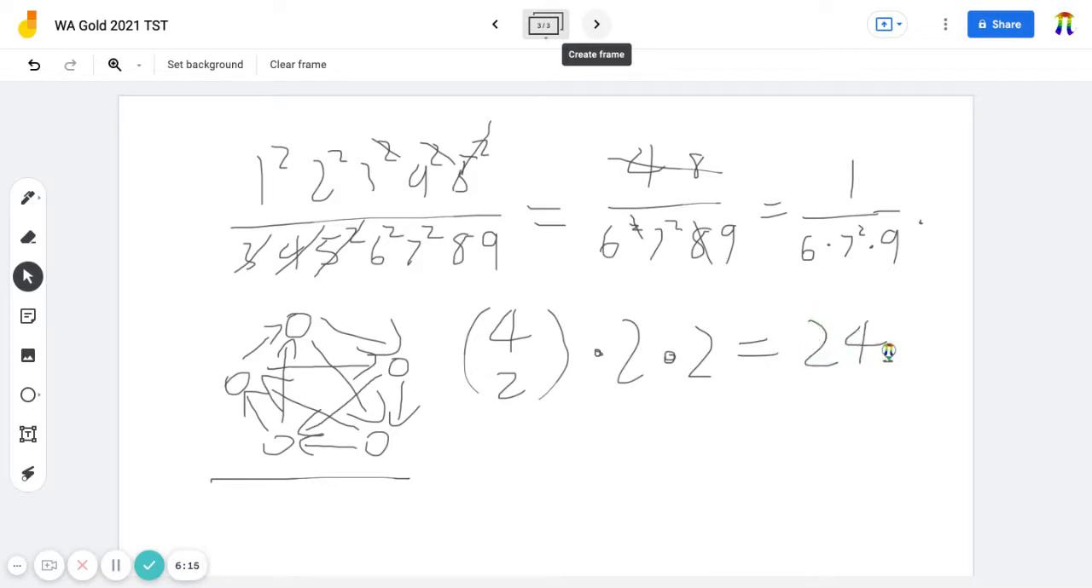So our final answer is 24 divided by 6 times 7 squared times 9. So we can simplify the 6 out of 24. We know 24 divided by 6 is 4. So we cross out the 6. This becomes 4. And now our final answer is 4 over 7 squared times 9, which is 441, I believe. And we're done.